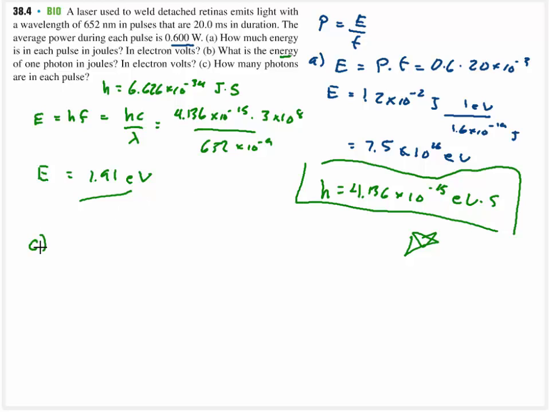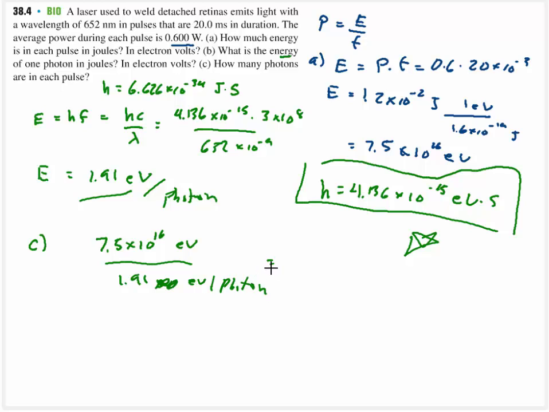Now for part C, let's figure out how many photons are in each pulse, and we know that if we know the energy in the laser and we know the energy per photon, then all we have to do is divide those two out. So we're going to say 7.5 times 10 to the 16th eV divided by 1.91 eV per photon, and we simply divide those out and figure out they're going to be 3.93 times 10 to the 16th photons, so a whole lot of photons.